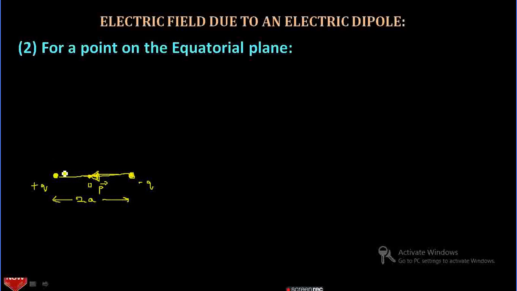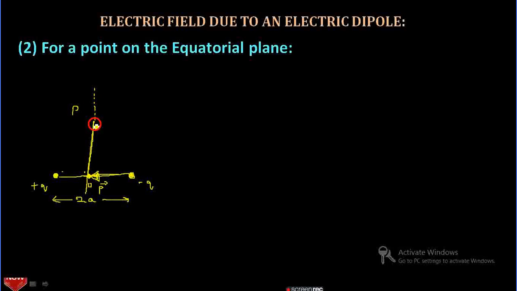The center of the dipole, what are you doing there? You have to consider a perpendicular, the equatorial bisector. This is what is called the equatorial bisector. At this point, consider a point P. Imagine this is the equatorial bisector.